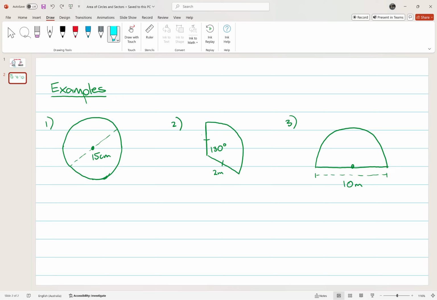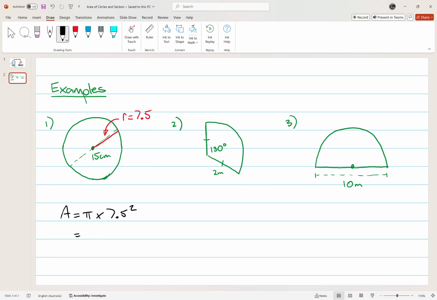So let's go through some examples. Looking at this first one, we're told the diameter of this circle, so we can't just do pi times 15 squared. We need to take a step back and think about what the radius is. The radius would be half of 15, which is 7.5, making sure we do that first. Now that I've got the radius is 7.5, I put it into my formula: area equals pi times 7.5 squared.